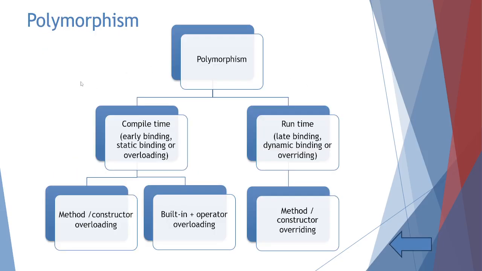Now let's see polymorphism. It is of two types: compile time, runtime. Compile time is also known as early binding, static binding, or overloading. And runtime is late binding, dynamic binding, or overriding. Now, method and constructor overloading or built-in plus operator overloading is done at the compile time. But overriding is used in inheritance concept. So I'll discuss runtime overriding in a later video.